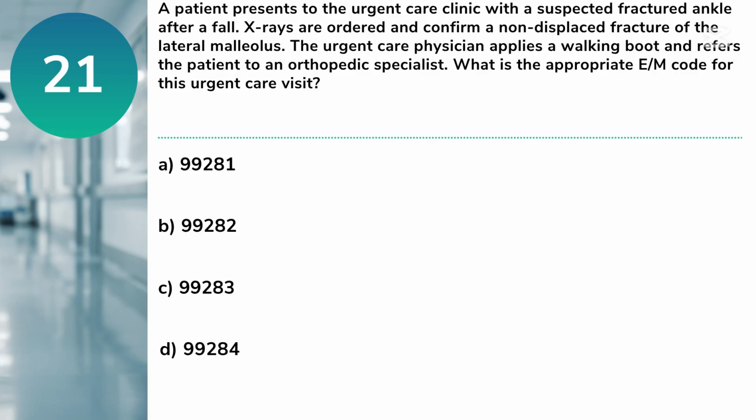Question 21. A patient presents to the urgent care clinic with a suspected fractured ankle after a fall. X-rays are ordered and confirm a non-displaced fracture of the lateral malleolus. The urgent care physician applies a walking boot and refers the patient to an orthopedic specialist. What is the appropriate E/M code for this urgent care visit? A. 99281. B. 99282. C. 99283. D. 99284.